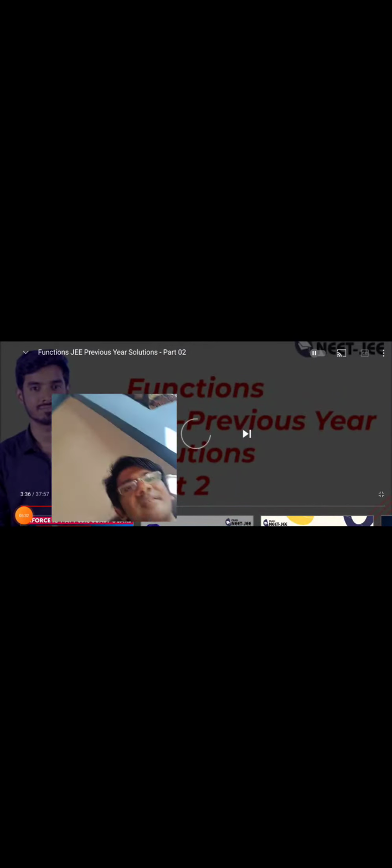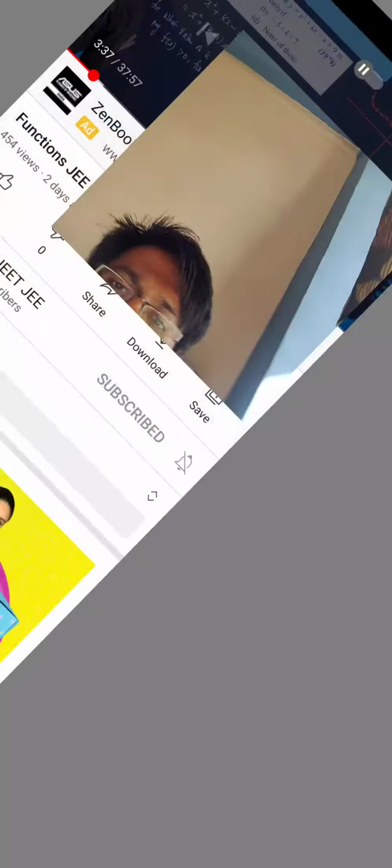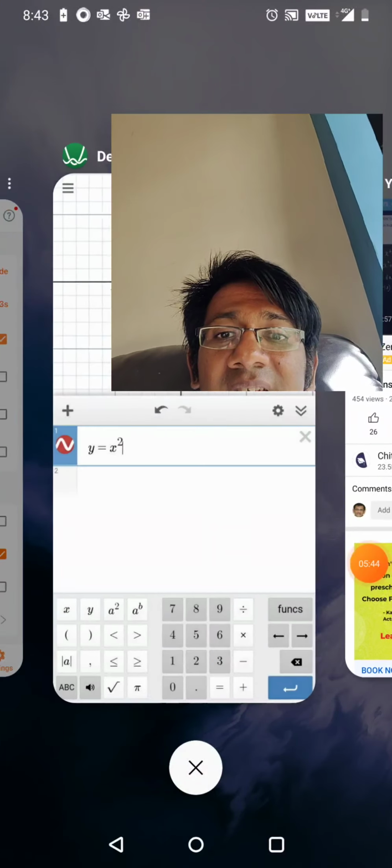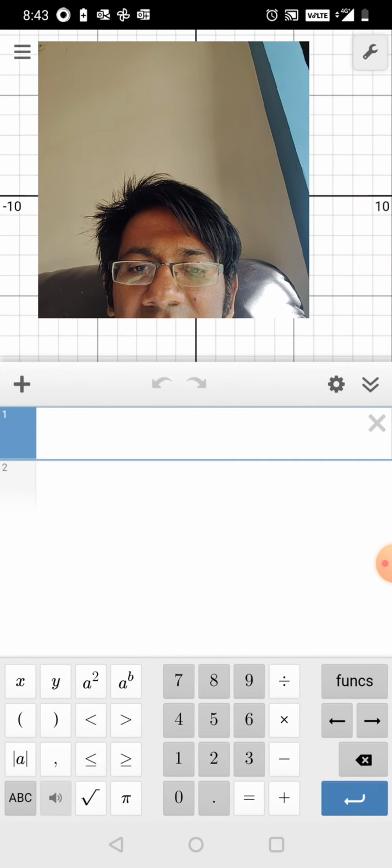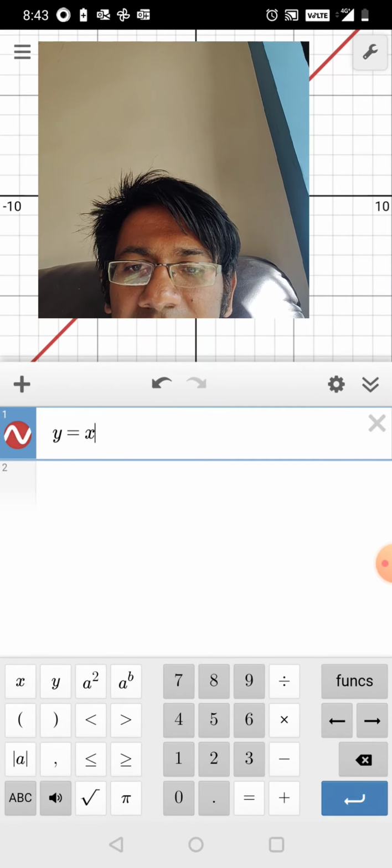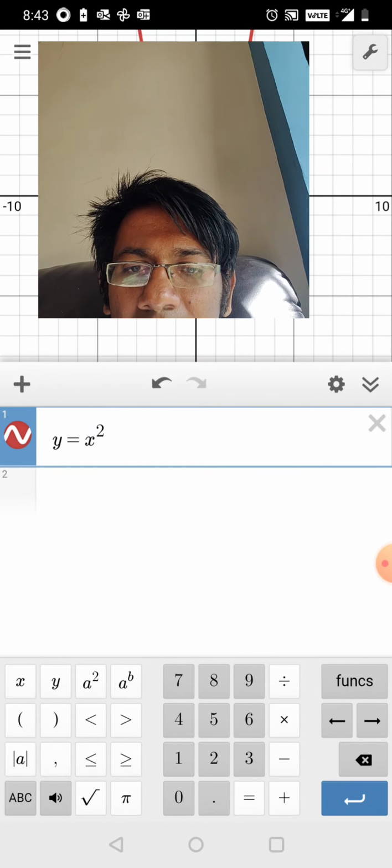If you see the problem again, the problem says take k is equal to minus... You're going to have an equation called y is equal to x squared plus kx minus x plus 9, right? Let me plot that here. What will happen? Shall we see? y is equal to x squared. I'm back to Desmos again, and I'm going to plot y is equal to x squared, right, plus kx.